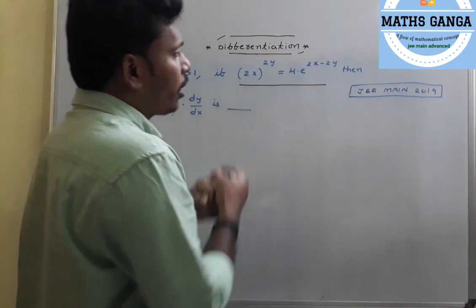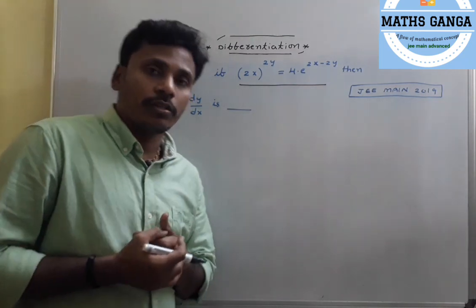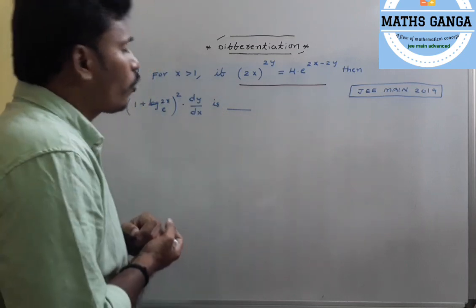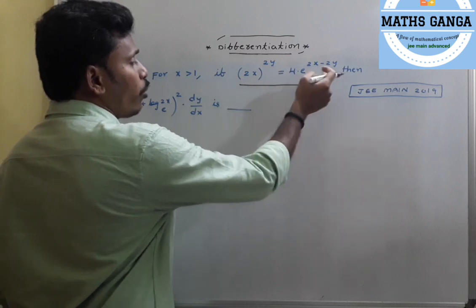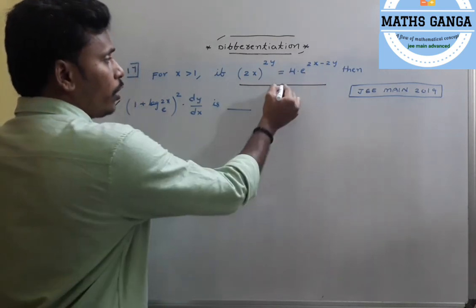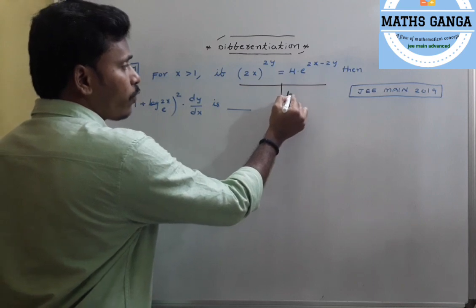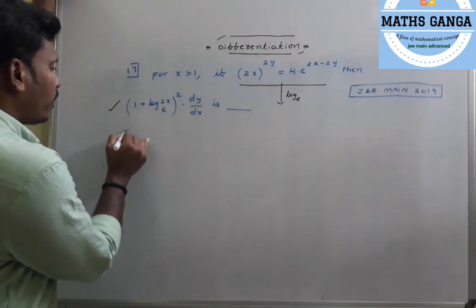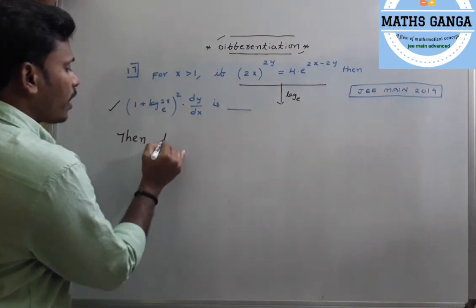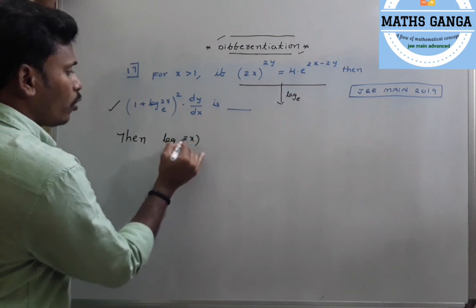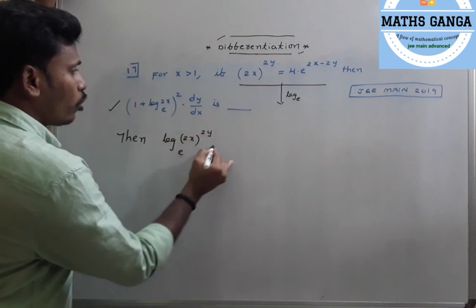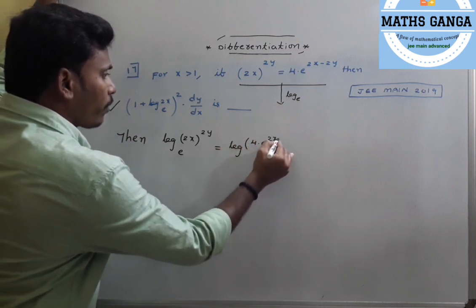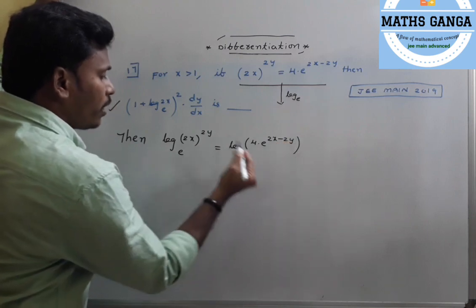For that we need to differentiate it, and before applying differentiation, is there any possibility for simplification? That's what we need to think. If you observe, this is 2x power 2y equal to 4 into e power 2x minus 2y. Take logarithm on both sides with base e. It becomes: logarithm of 2x power 2y to the base e is equal to logarithm of 4 into e power 2x minus 2y to the base e.